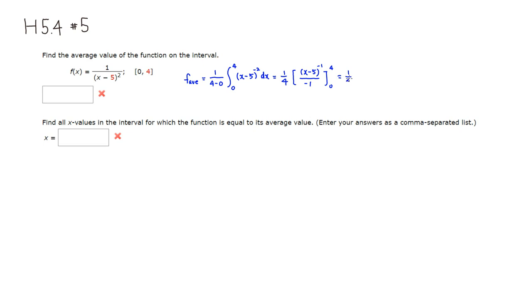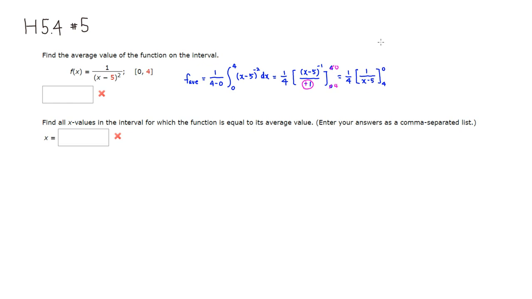1 over 4. One thing I'm going to do is, since there's a negative sign here, I'm going to turn it into a positive sign, then switch the lower limit and the upper limit. You didn't have to do it, but I'm going to go ahead and do it. So I'm going to switch that to 4 and switch that to 0. Then what you get is 1 over x minus 5, going from 4 to 0.